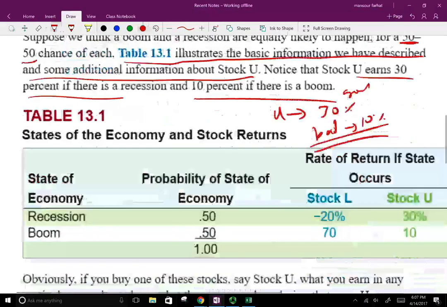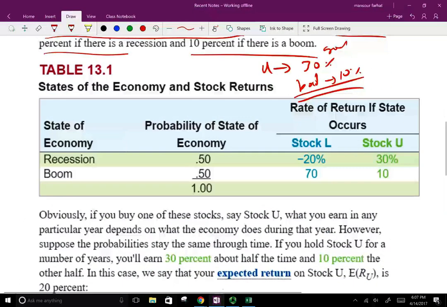Now we're going to calculate the expected return for a recession and for a boom. And what are we assuming? The chances are equal. This is the probability, and the probability column should add up to how much? To 100% or 1. So 50% chance of a recession, 50% chance of a boom. This is kind of to illustrate this.